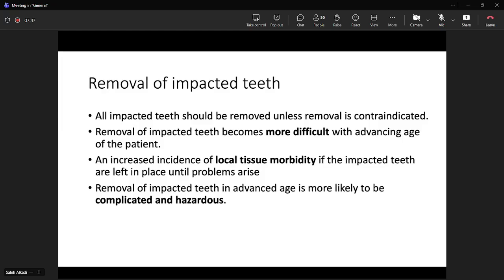So, generally speaking, all impacted teeth should be removed unless removal is contraindicated. The reason we need to remove all these impacted teeth is that with advancing age, their removal will be more difficult. And as they stay impacted in the jaw for a long time, they may cause some local tissue morbidity around them. If we decide to remove them at an advanced age, the removal will not be that easy, there will be lots of complications, it will be a complicated extraction, and post-operative complications will be more.